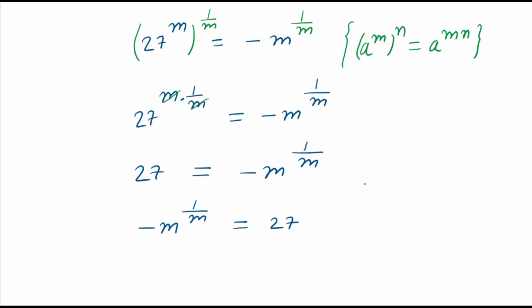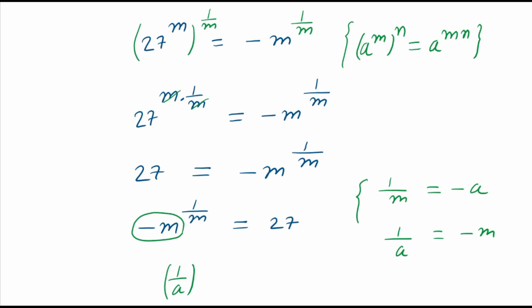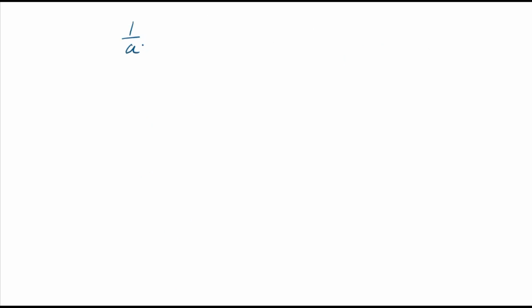Here we apply a substitution: if we substitute 1/m = -a, then the value of -m equals 1/a. Now -m is replaced by 1/a, and 1/m is replaced by -a. So in the left hand side we get (1/a)^(-a) = 27.